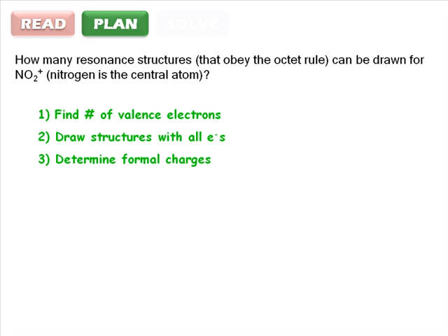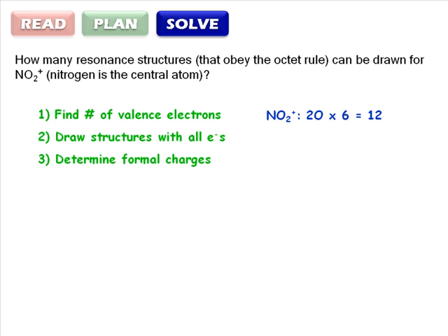Now we can solve the question. For the nitronium ion, there are 2 oxygen atoms with 6 electrons each, 1 nitrogen atom with 5 electrons, and 1 positive charge, which means we have to subtract an electron. The total number of valence electrons in this case is 16.